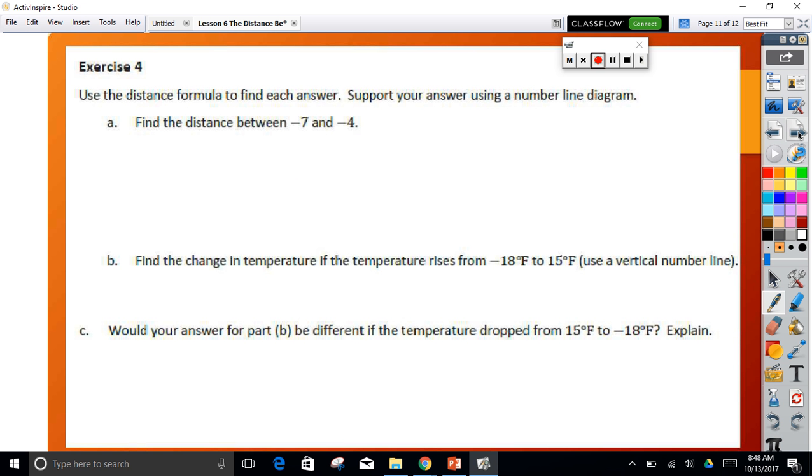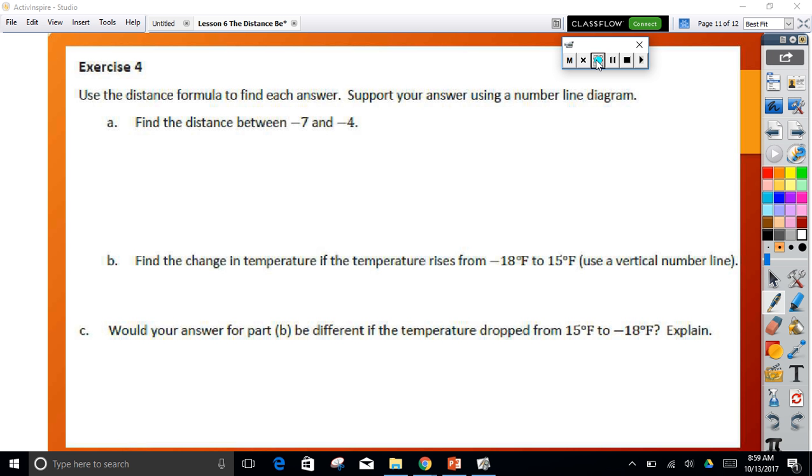For exercise 4, exercise 4 has A, B, C, D, and E. It has 5 parts. This is something I'm going to have you work on independently for a while. We may or may not check the answers before the bell, but we certainly will go over the answers. Please raise your hand if you're having trouble as you're working on this, and I'll come around and help you. You kind of have an advantage today in that you've seen your exit ticket, so you know what the exit ticket is looking for. Some of you have said, what does it mean, formula and number line? Well, all of these problems ask you to use the distance formula to find each answer, and then support your answer using a number line diagram.